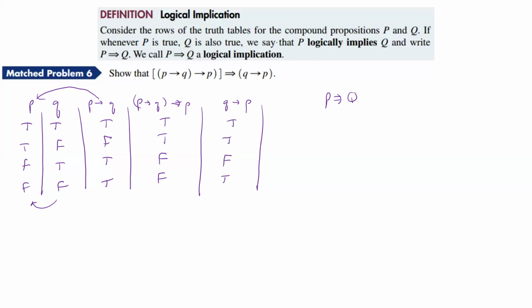Now, the logically implies is going to be if P is true, Q is also true. So here, this one is logically doing it. So one is true, the other is true, and here one is true, the other is true. Okay, so these two pieces here are kind of the logical implication.